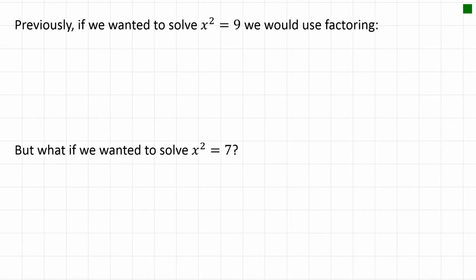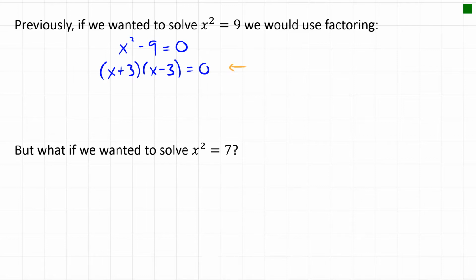So previously, if we wanted to solve this equation, x squared equals 9, we used factoring earlier in this course. So we'd do something like this. We'd go x squared, take 9 away from each side, so we have x squared minus 9 equals 0. And then we would factor it as a difference of squares. So that would be x plus 3 times x minus 3 is equal to 0.